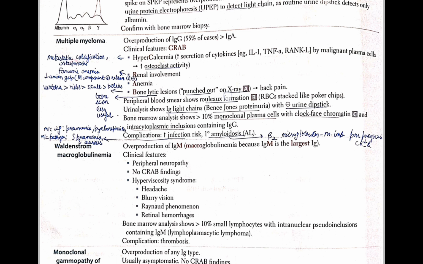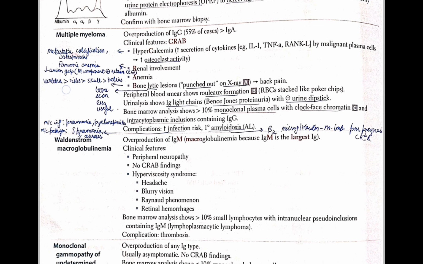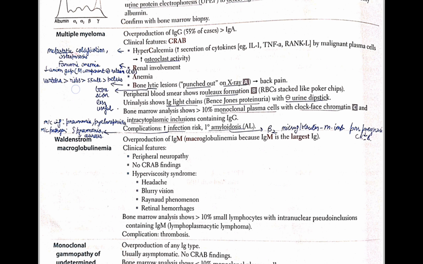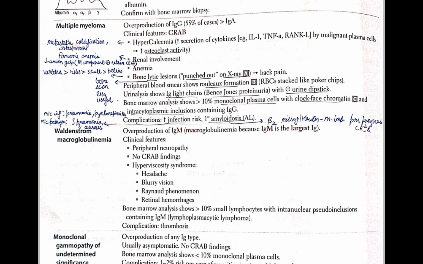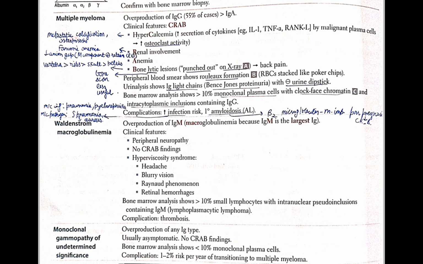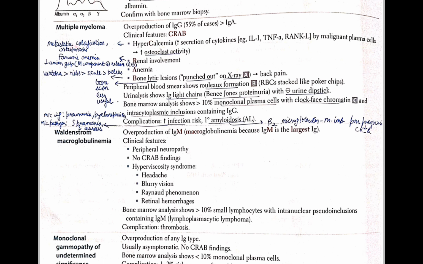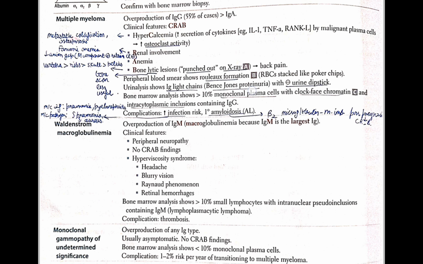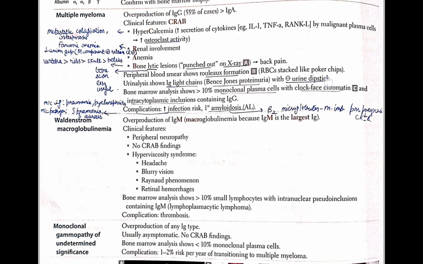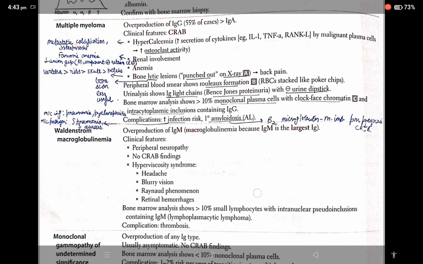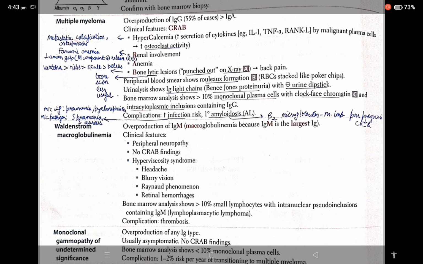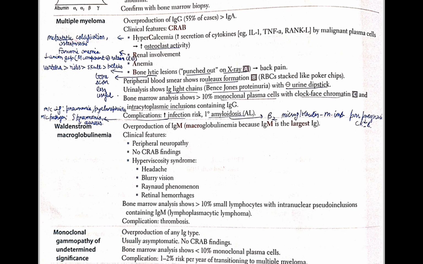Bone lytic lesion, punched out lesion on X ray, and the most common site is vertebra, then ribs, then skull, then pelvis. On bone scan, lytic lesions are there. As we have discussed in the video on tumors, the bone scan will be less useful. Peripheral blood smear will show Rouleaux formation. Urine analysis shows Ig light chain, also known as Bence Jones protein, with negative urine dipstick. And bone marrow analysis shows more than 10% monoclonal plasma cells with clock face chromatin and intracytoplasmic inclusion containing IgG.